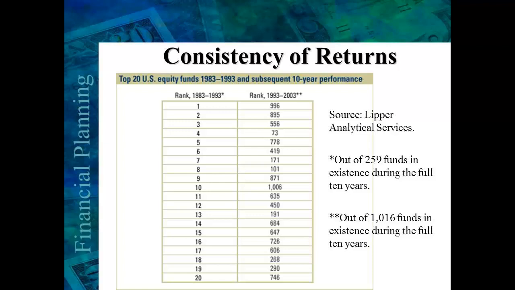The number one ranked fund during the 1983 to 1993 period dropped to a ranking of 996 over the next decade. The number two ranked fund dropped to a 895 ranking. As you scan down the list, you notice that the drop from high to low ranking appears to be the norm. In fact, only 2 of the original 20 funds remained in the top 10.